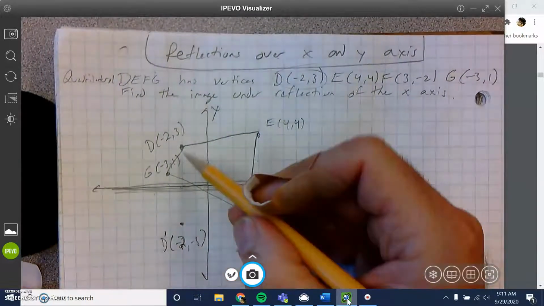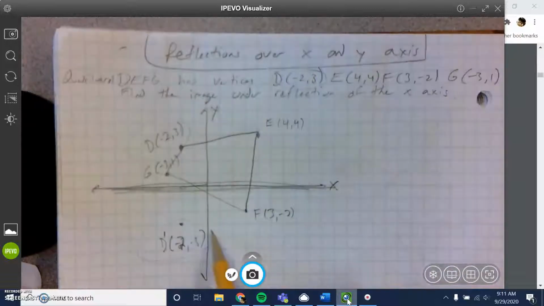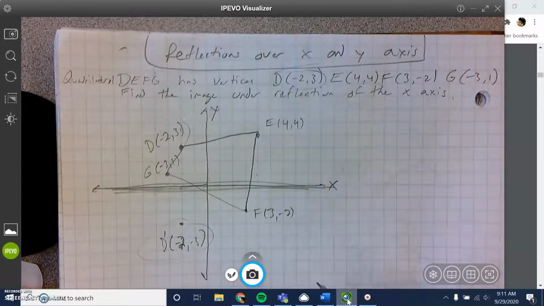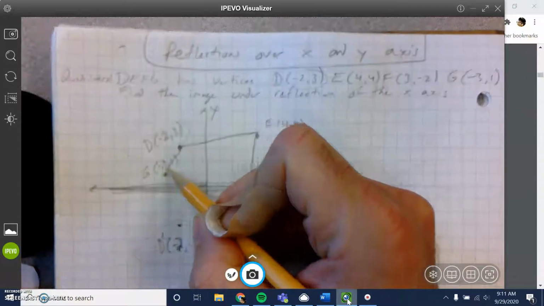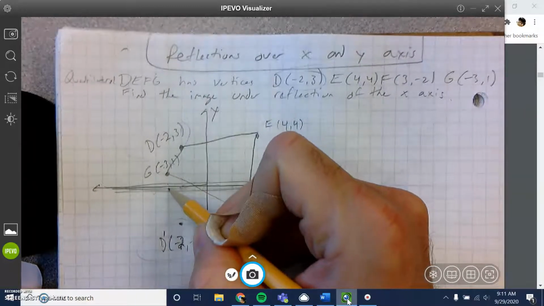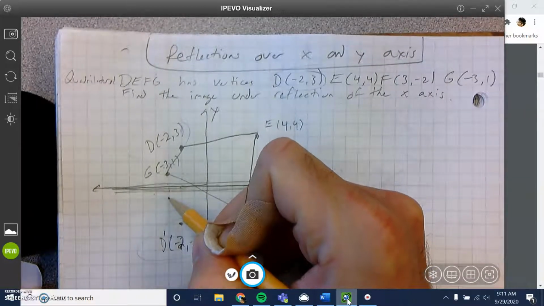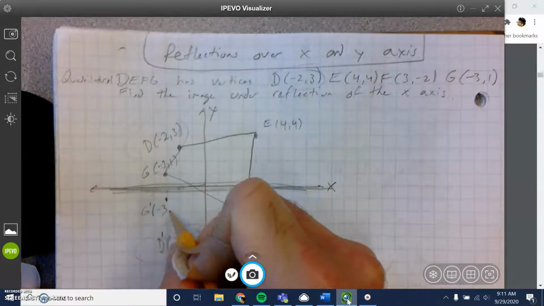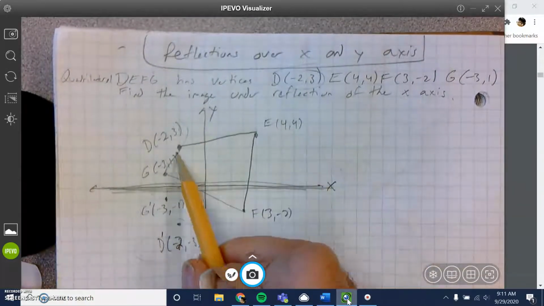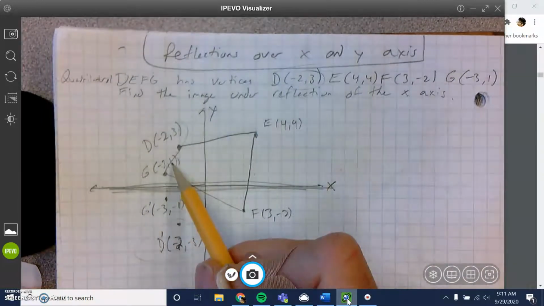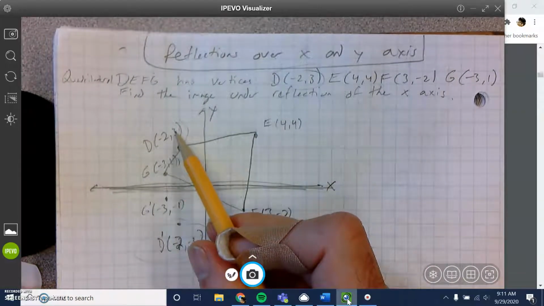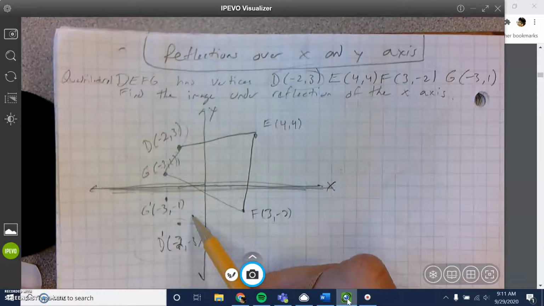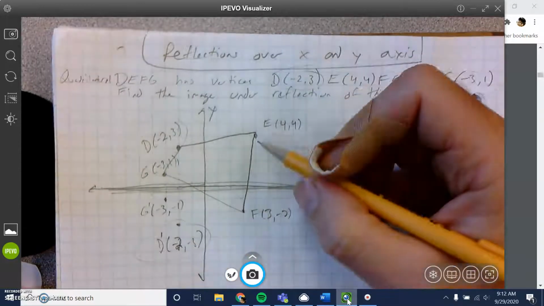Let's look at a pattern. Let's look at this and this. We're trying to see a pattern because sometimes we won't have a picture. Let's try G because it's right here. So it's -3, 1, so it's 1 away from the x-axis, and now it's 1 more. So G prime is -3, -1. What's going on here? Do you see a pattern between D and D prime and G and G prime? How do you get from one to the other?